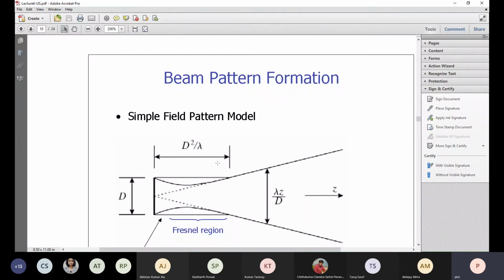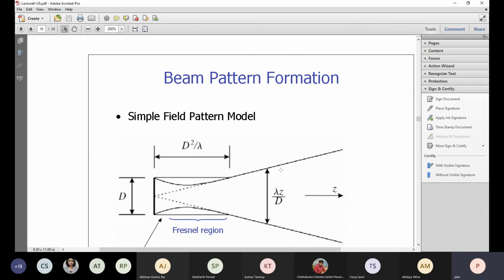So if Z is much less than d square by lambda, generally that zone is known as the near field zone, and if Z is much greater than d square by lambda, where lambda is the wavelength and d is the dimension of the source, then that is known as the far field pattern.